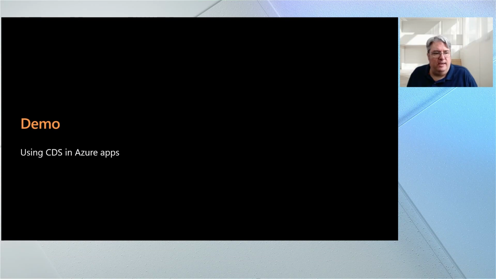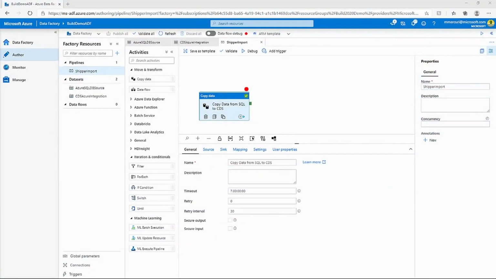So now we're going to go ahead and look at a number of demos. We've got 4 here for you. Let's go ahead and take a look. Now what you can see here is Azure Data Factory, and I've authored a pipeline that is going to copy data from Azure SQL DB into the Common Data Service. Now to do this, I had to set up 2 data sets first, so let's take a look at these.